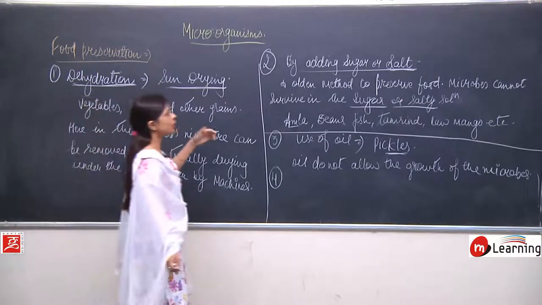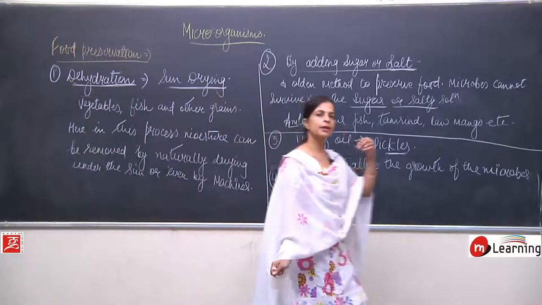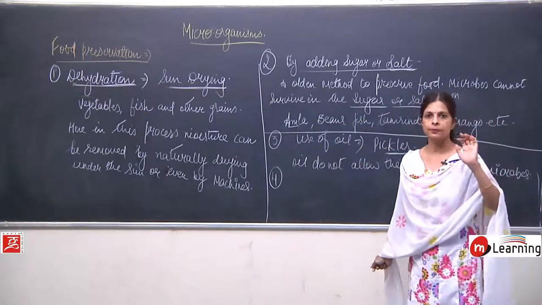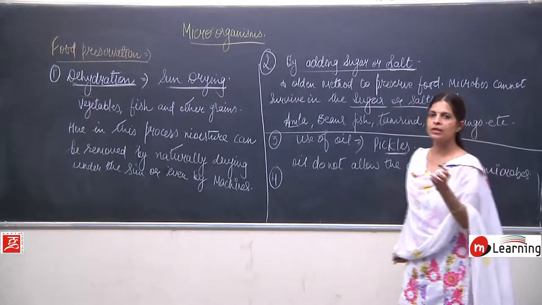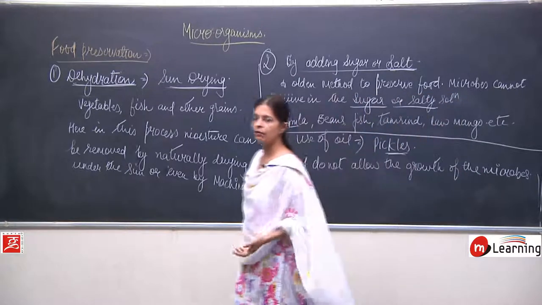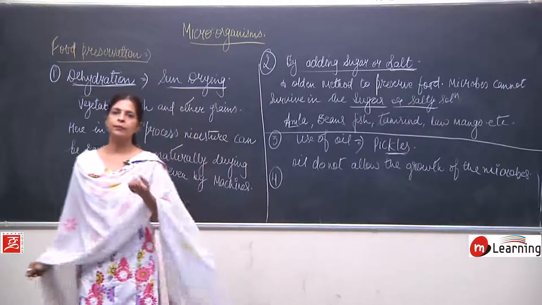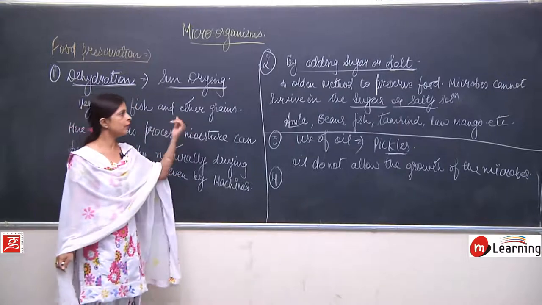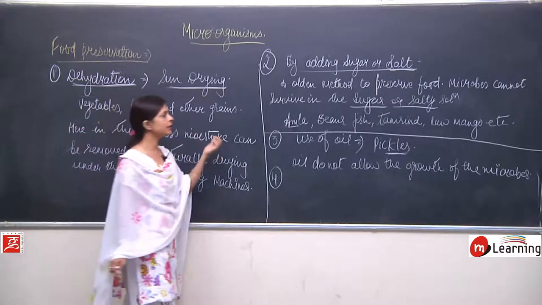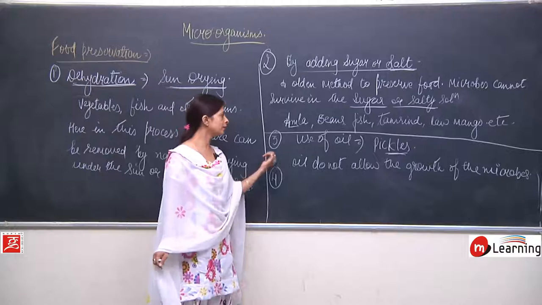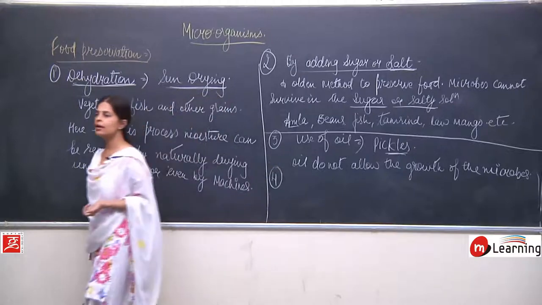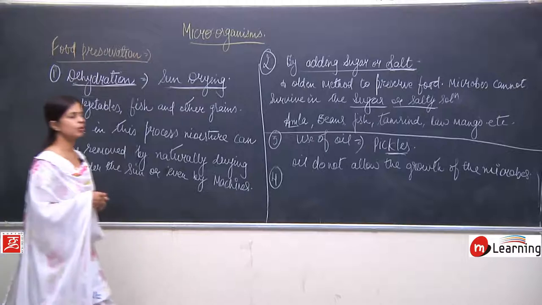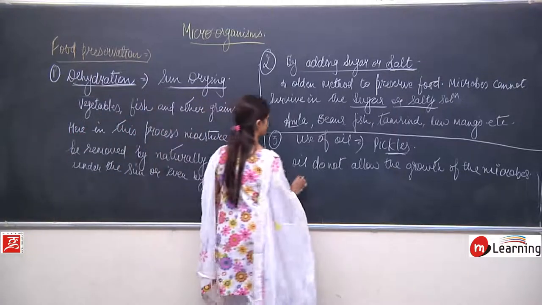Again, sugar and salt have been used by us for years. Maybe now jams and the like have come, but salting has been used for years. So it is also a very old and common method to prevent the growth of microbes. And the third one was the use of oil, again a very old method. Now I will be talking about chemicals.